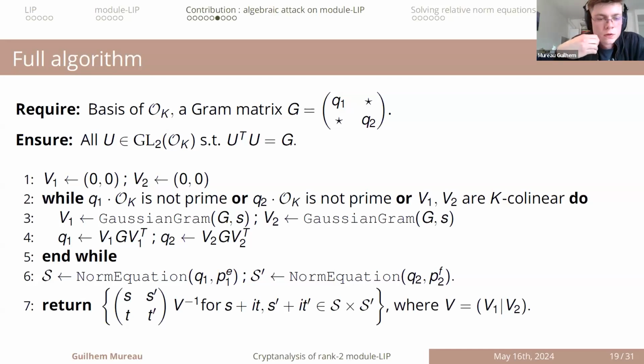And finally, we will return this set of matrices. On the left, S, T, S', T' is a matrix such that its associated Gram matrix will be a solution to module LIP with G indexed V, the Gram matrix we obtain after randomization. So to get a solution to the initial problem, we have to divide on the right by D.